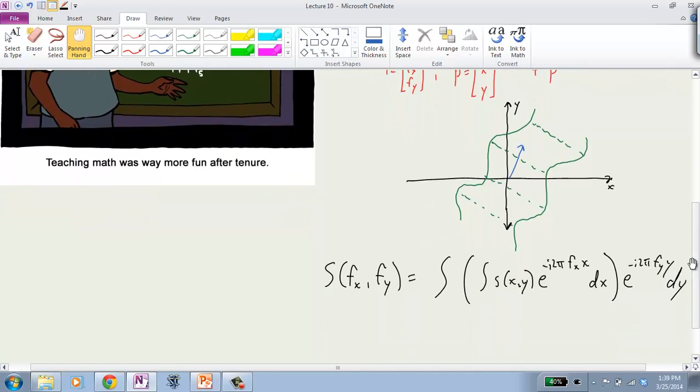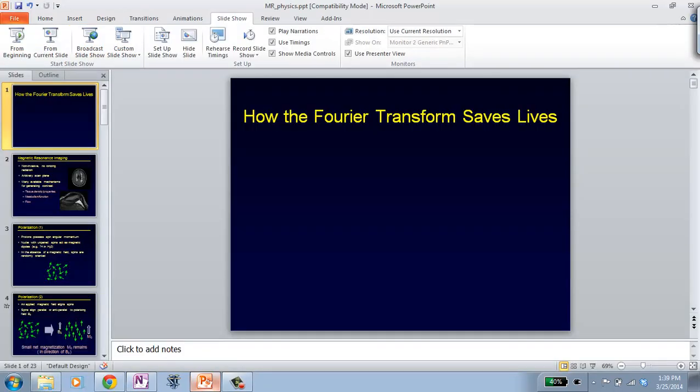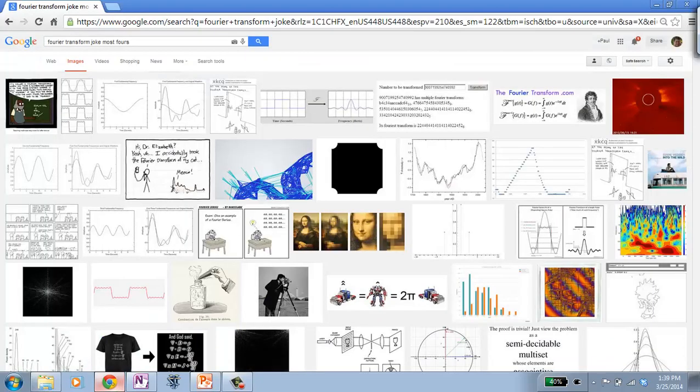Okay, so now let's get to the MRI application. So how did the Fourier transform save lives? Actually, I should do this. Let me first just introduce MRI to those who may not even be familiar with the acronym here.